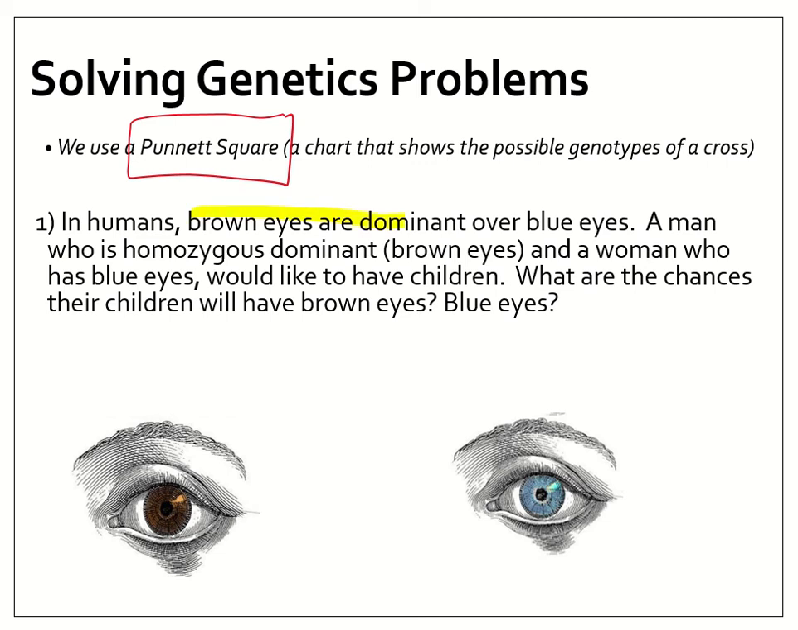In humans, brown eyes are dominant over blue eyes. What that means is brown eyes has to have one capital B, blue eyes would have to have the lowercase b. So it says a man is homozygous dominant for brown and the woman has blue eyes. What would their child be? So going through and figuring it out, we're going to work through it step by step.